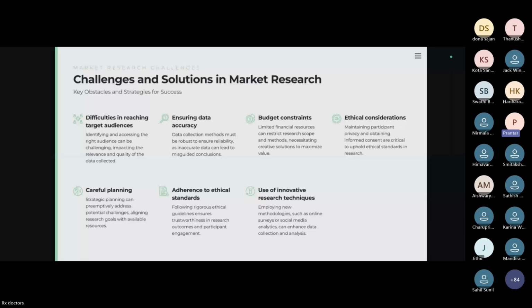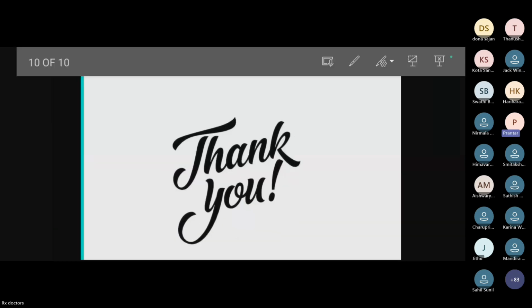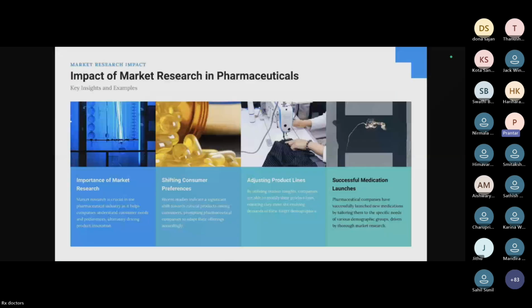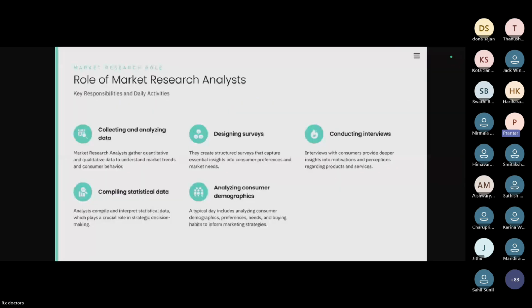But I feel these challenges are manageable with thorough planning and commitment to ethical practices, and new research techniques such as online surveys. It has made it easier now, and it is helping us analysts deliver reliable and quality data to our clients, and it is helping us make a difference. Thank you.